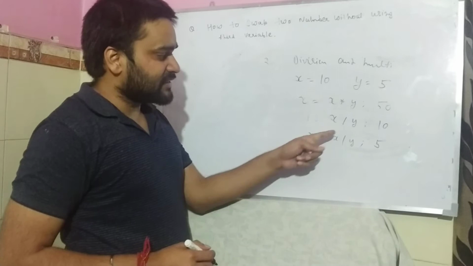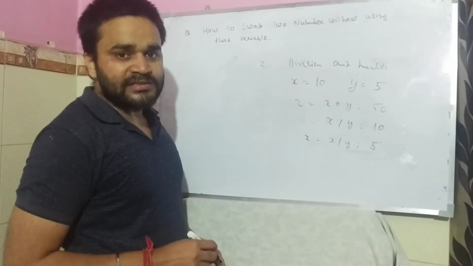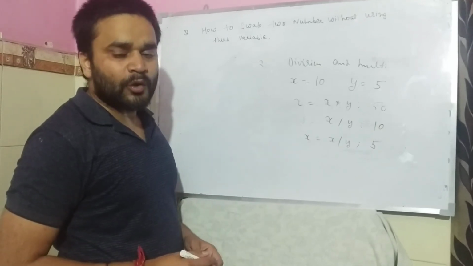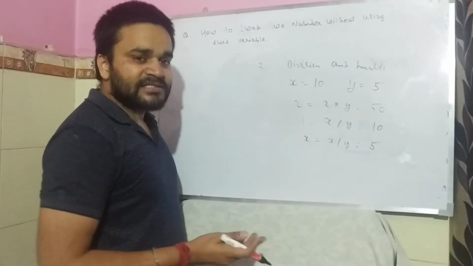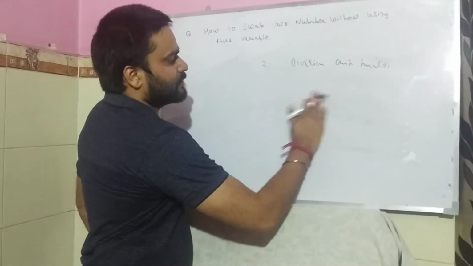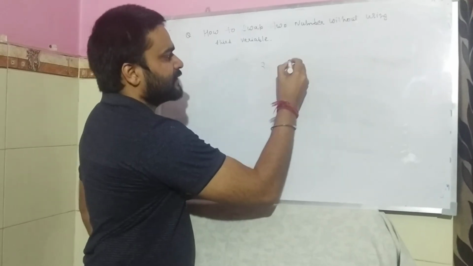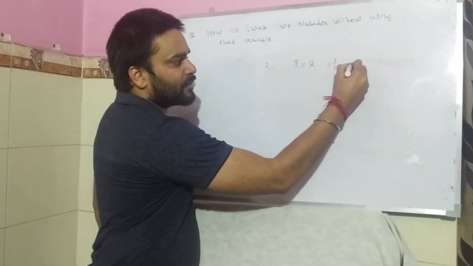But as this is a division and multiplication operation, if one of the numbers is 0, definitely this approach will not work. So this is also a drawback of this approach. So let's take a third approach, that is XOR of two numbers.